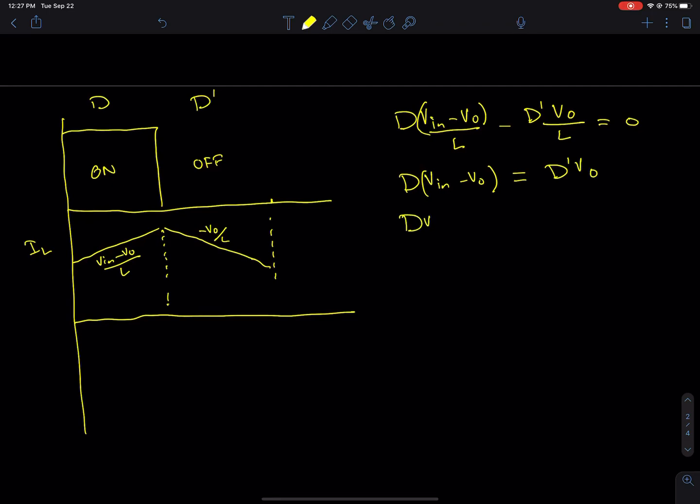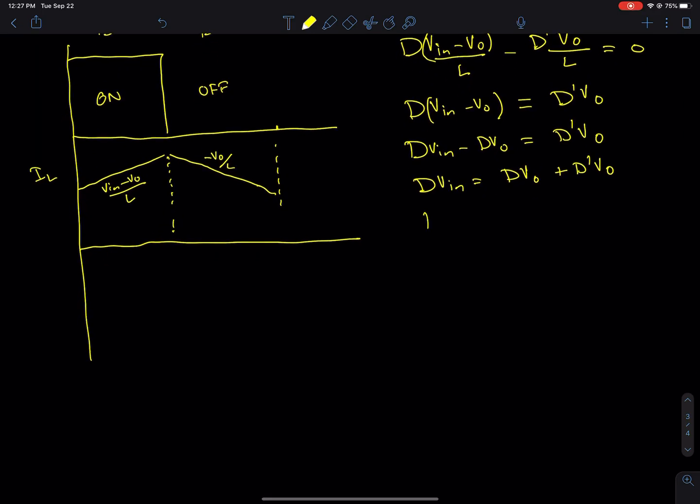We can follow on through with some algebra. We can move this negative D Vout to the other side. We can factor out a Vout. We know that D prime is equal to 1 minus D, right? So then this is a minus D, that's a D. They eliminate, leaving us with 1, which leaves us with D Vin equals Vout.